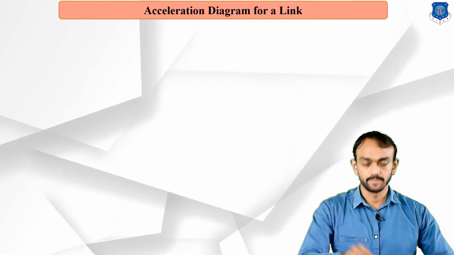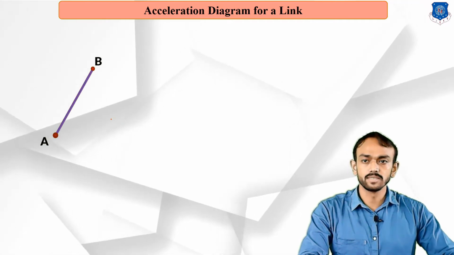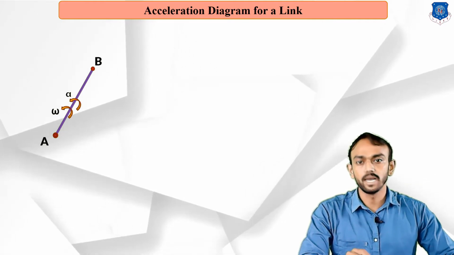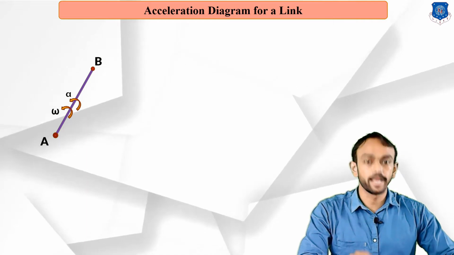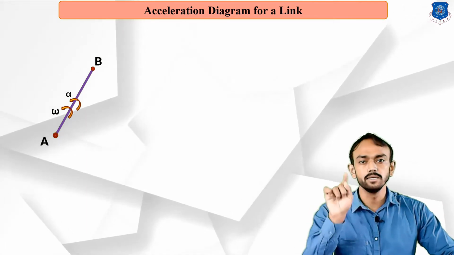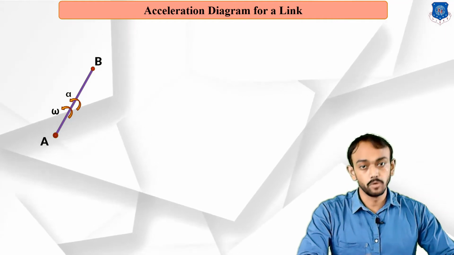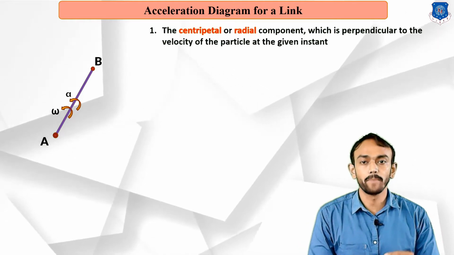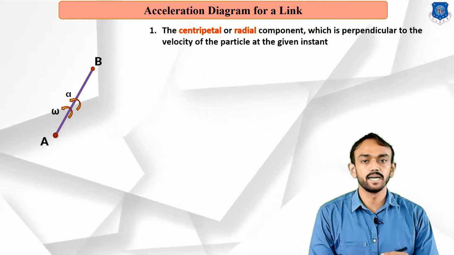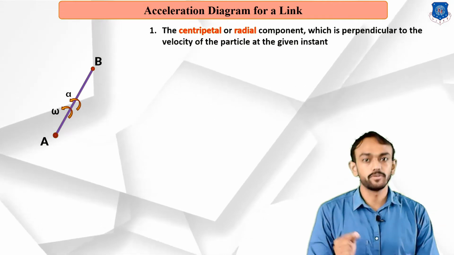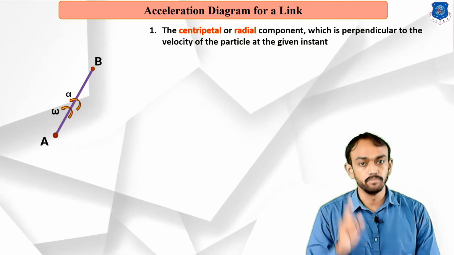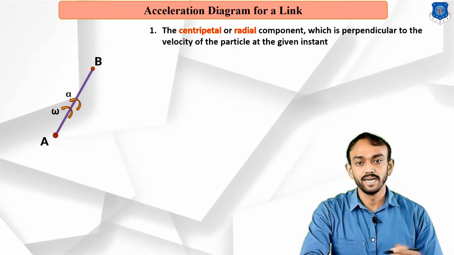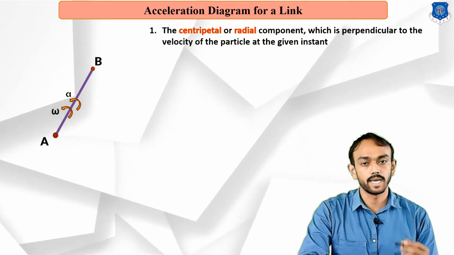Okay, let's start. As you can see on the screen, there is link AB, which is rotating with angular velocity omega and angular acceleration alpha. With respect to A, B is rotating. Now we are going to consider both components. First is the radial component, which is perpendicular to the velocity of the particle at any point. So the direction of the radial component is perpendicular to velocity, meaning it is parallel to the link. So the radial component will always be in the direction of the link, or I can say parallel to the link.